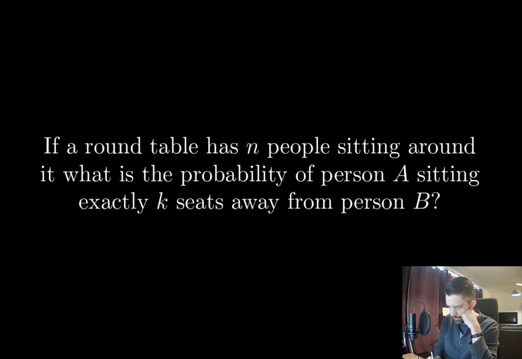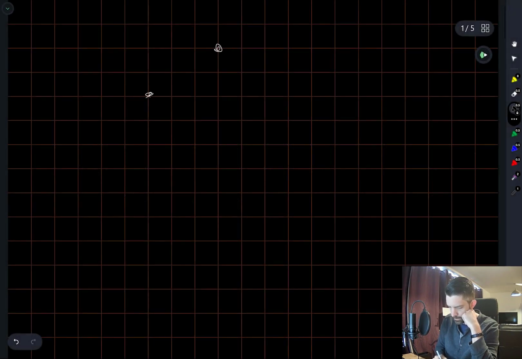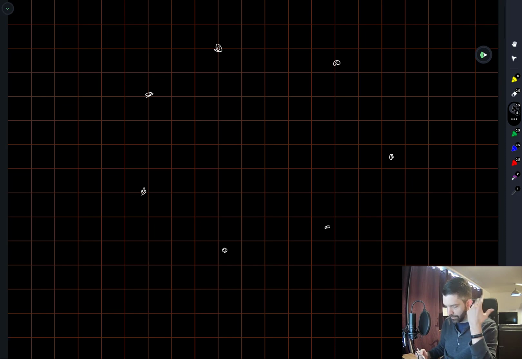So let's draw, what do I have here? I have seven seats. Isn't the answer just 2 out of n? I mean, I guess it'll depend. Okay, let's break some cases down. I see how some special things could go on here. So let me illustrate what I'm thinking here in terms of special cases.